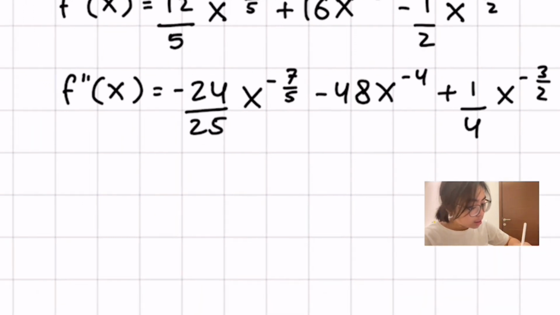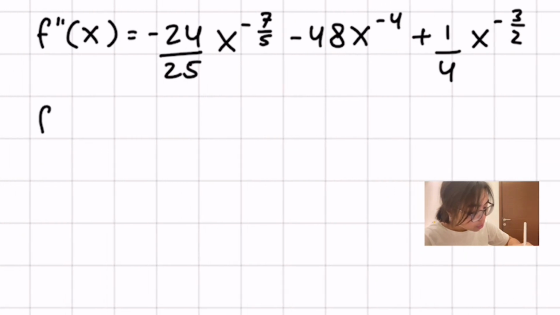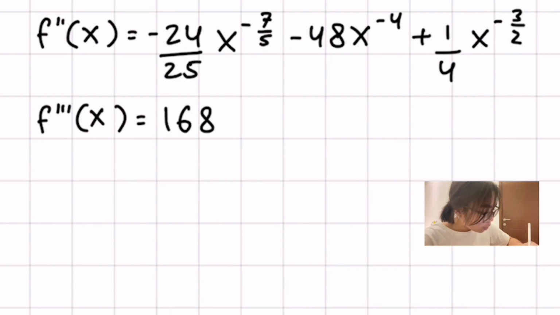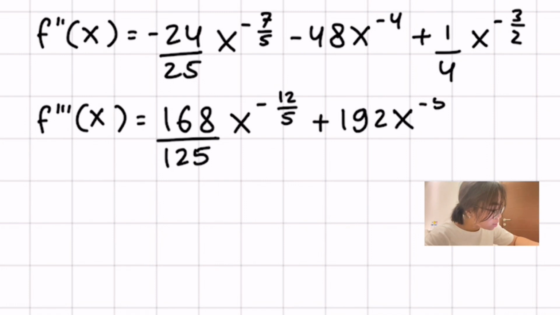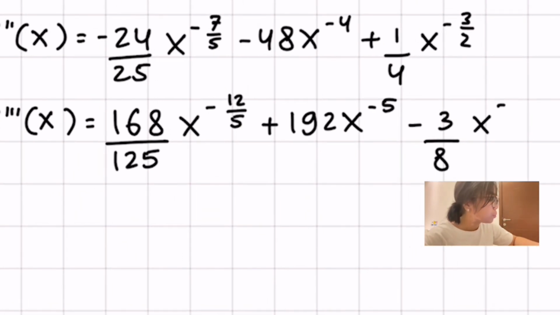Now lastly, the third derivative, which is 168 over 125 times x to the power of minus 12 over 5, plus 192 times x to the power of minus 5, minus 3 over 8 times x to the power of minus 5 over 2. And that's how you get the third derivative.